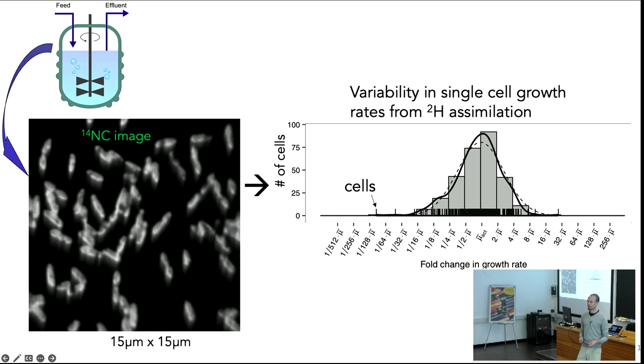And then this is the distribution of the estimate of growth rate, assuming everybody is taking up the isotope at the same time, at the same rate, and using this formula that you have. So you look per cell, and you estimate per cell what fraction have the isotope. And then you log transform that and divide by T to get the mu.